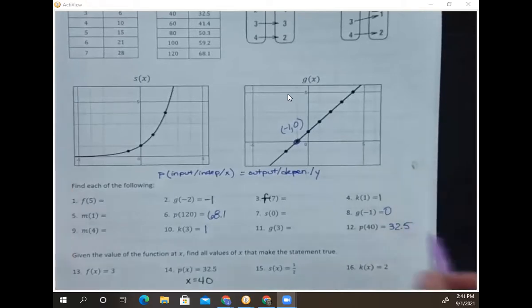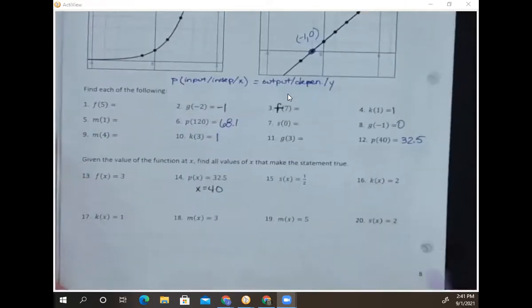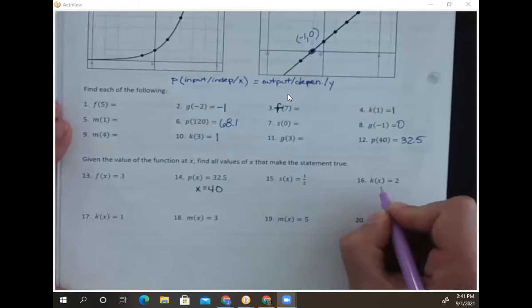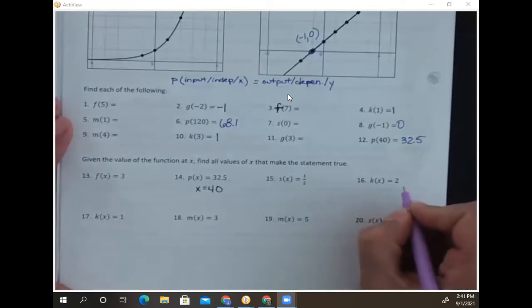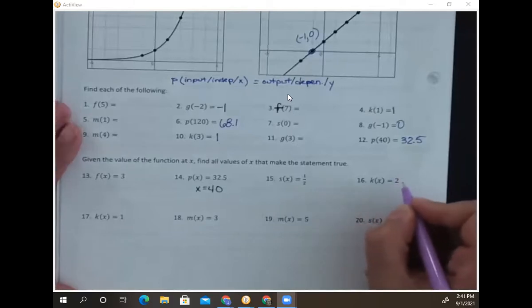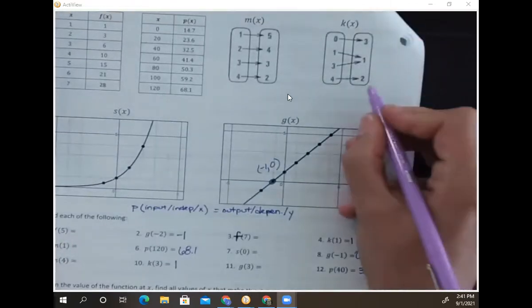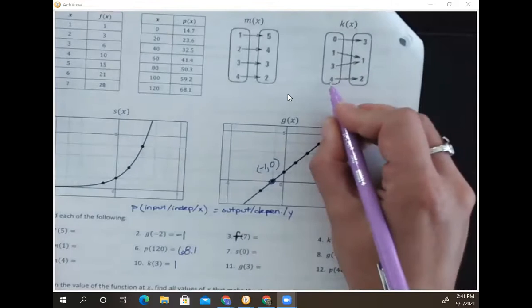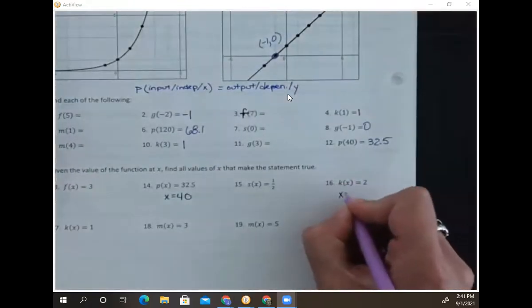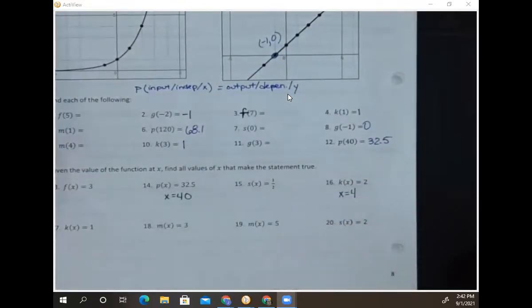Okay, so for each of these, we had an input and we used it to find the output that matched. In the bottom section, we have an output. We're going to use it to find the input that matches. So for number 16, K of X equals 2. So I'm looking at an output of 2 here. So if I go to K of X, my output is 2. That had to have come from an input of 4. So X equals 4.